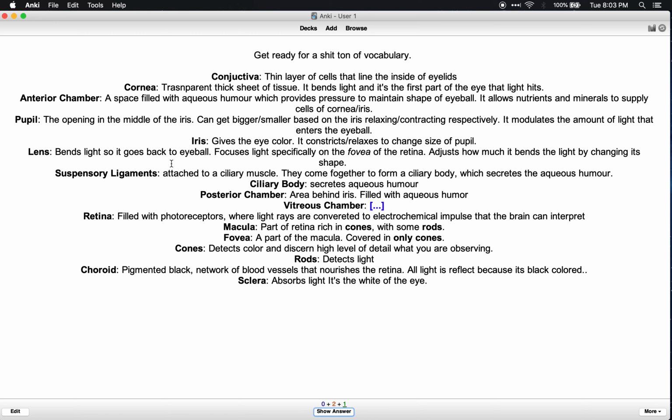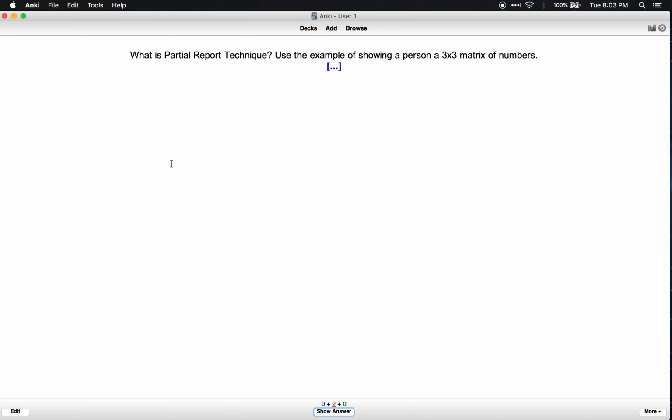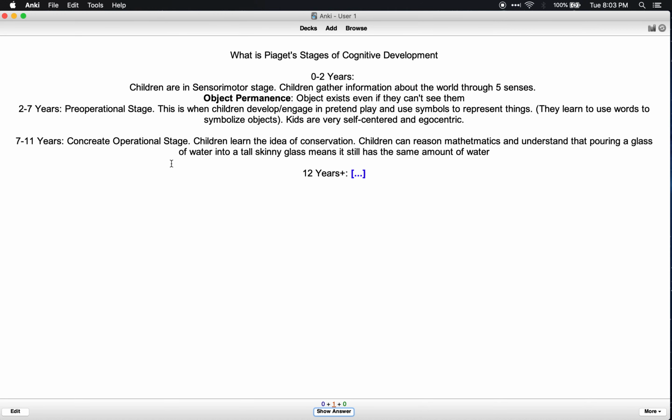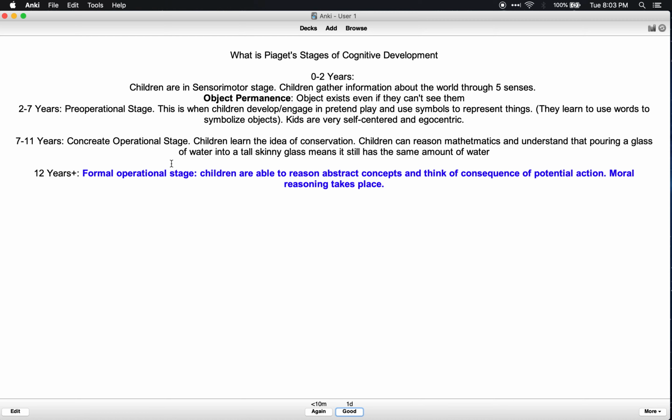The vitreous chamber contains the vitreous humor, provides pressure to the eyeball, and gives nutrients to the eyeball. In the partial report technique, you show them a 3x3 matrix and ask them to repeat one number. There's a good chance they'll be able to repeat it because the image hasn't left their sensory memory yet. The formal operational stage is where children are able to reason about abstract concepts, think about their behavior, and more reasoning takes place.